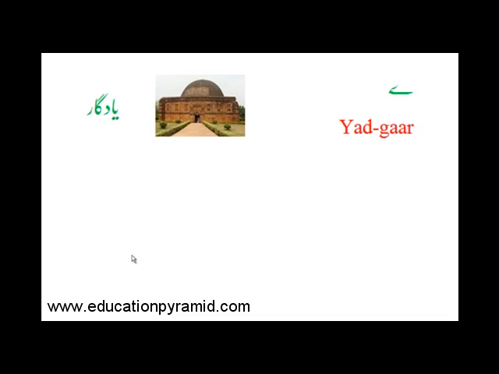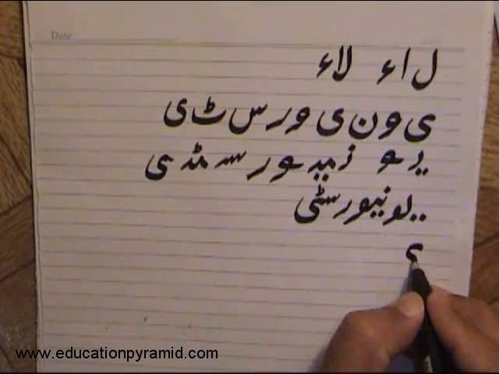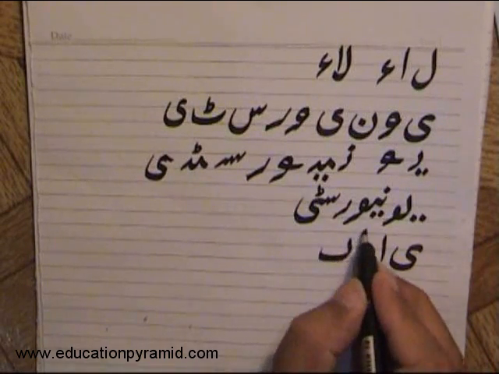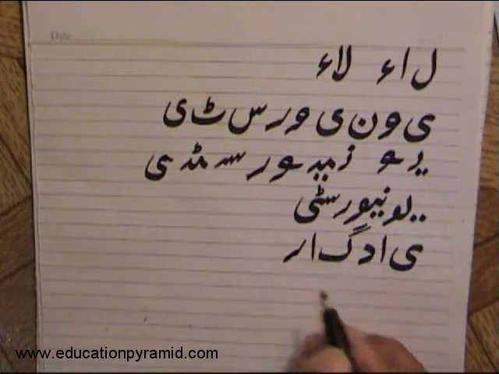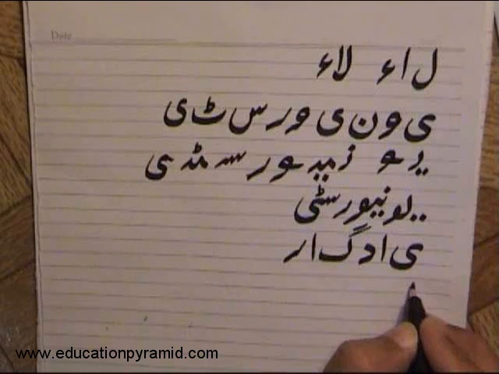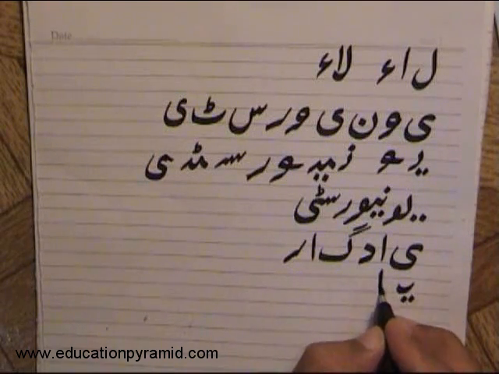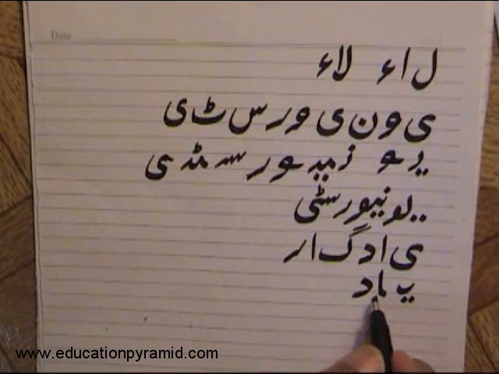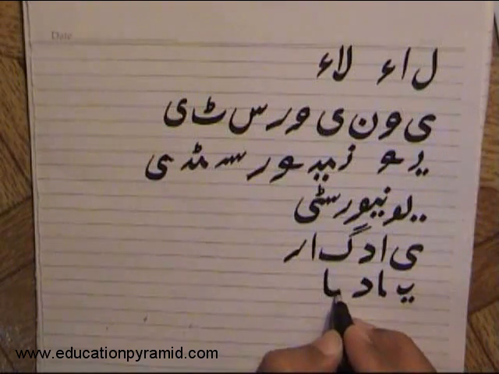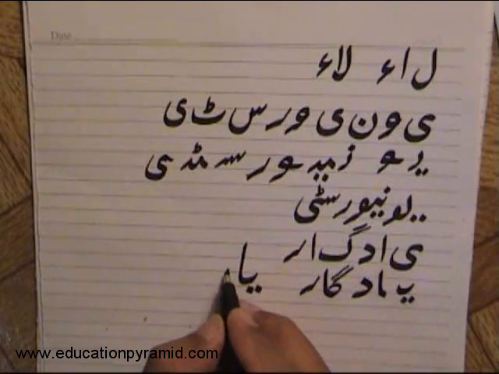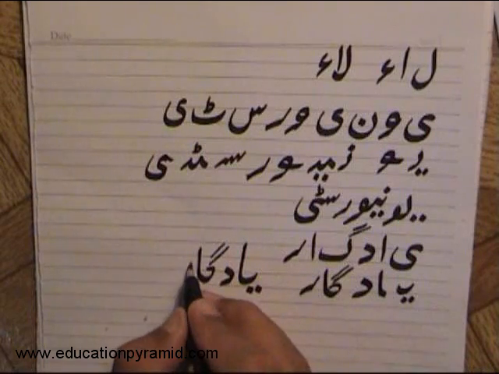Now, another sound with ye: Yadgar, monument. Ye, alif, ya, dal sakin, yad, then gaf, alif, ga, re sakin. Re is independent. So in yadgar, ye will assume the initial position, then alif ya. This is one group. Then dal is a non-connector. It will appear as an independent letter. Yad. And then gaf alif ga. So we will use this shape ga and then re. When we combine them, it will be written like this. Yadgar.